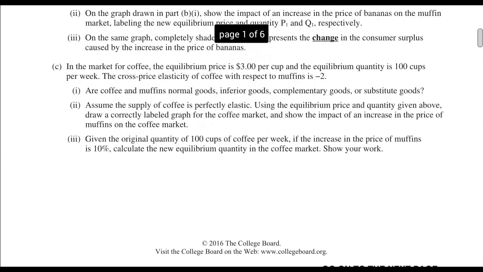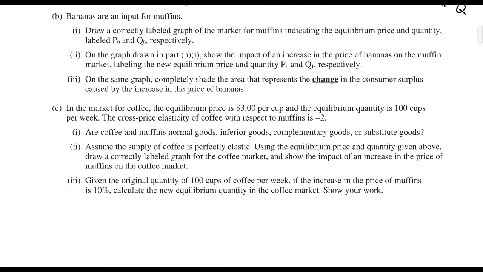And then let's see, part 3, on the same graph, completely shade the area that represents the change in consumer surplus caused by the increase in the price of bananas. Okay.